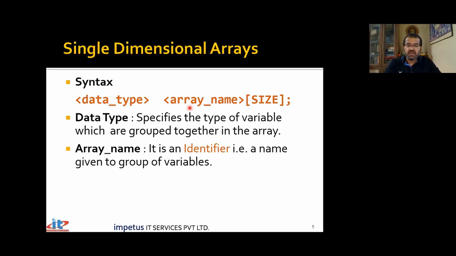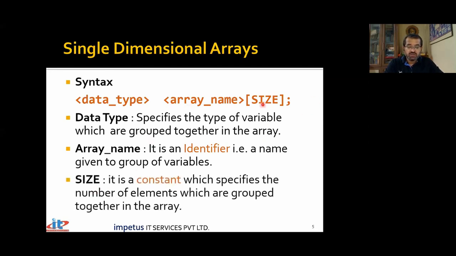Now, when I use the words legal identifier, remember when we discussed the concept of variables, we talked about naming conventions. That means it should not be the same as a keyword. It should not contain embedded spaces. It shouldn't begin with a digit. All those common things that we had discussed are applicable for the array name also. They are identifiers, so whatever the rules for identifiers, those rules are applicable for array names as well. So it's just an array name.